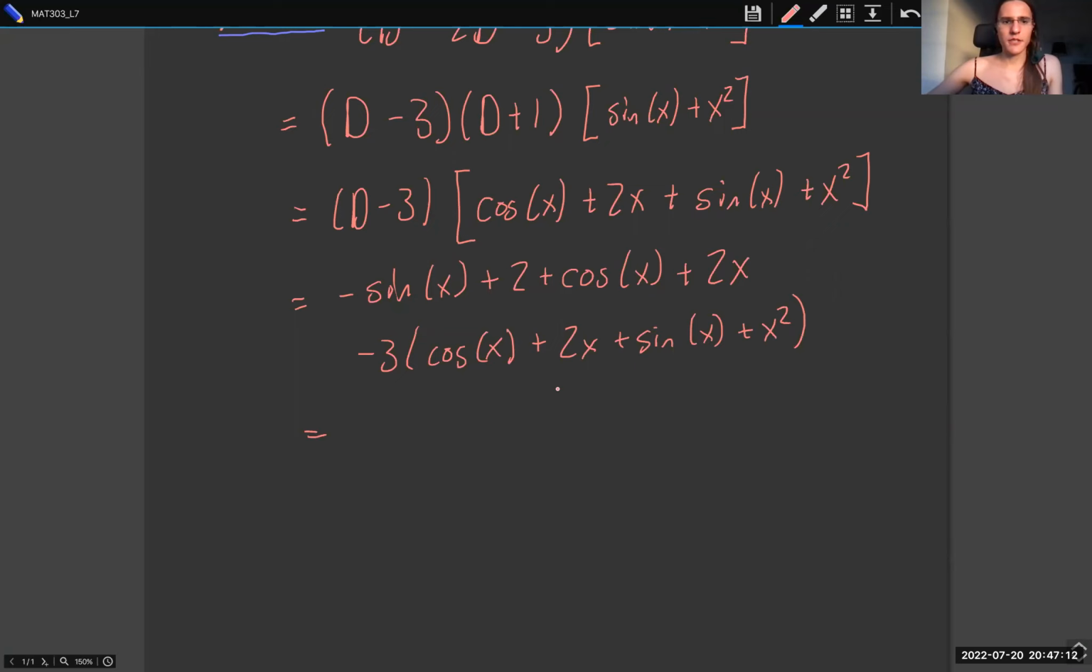And so what that gives you is, well, let's rearrange. So minus 3x squared. That's going to be your x squared term. For your x term, you're going to get 2 minus 6, so it's minus 4x. Then for your constant term, it's just going to be 2. That's the only one. And then for your cosine, you're going to get 1 minus 3, so it's going to be minus 2 cosine x. And then here is a sine, and here is a minus 3 sine, so minus 4 sine x.